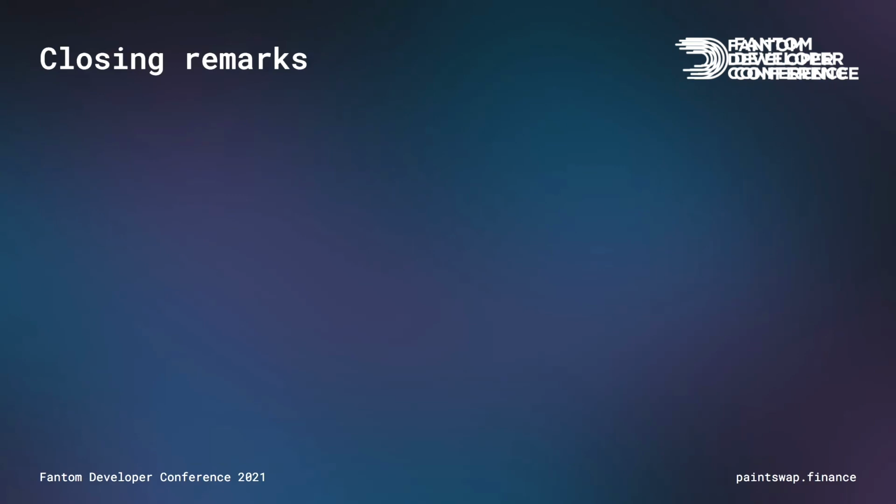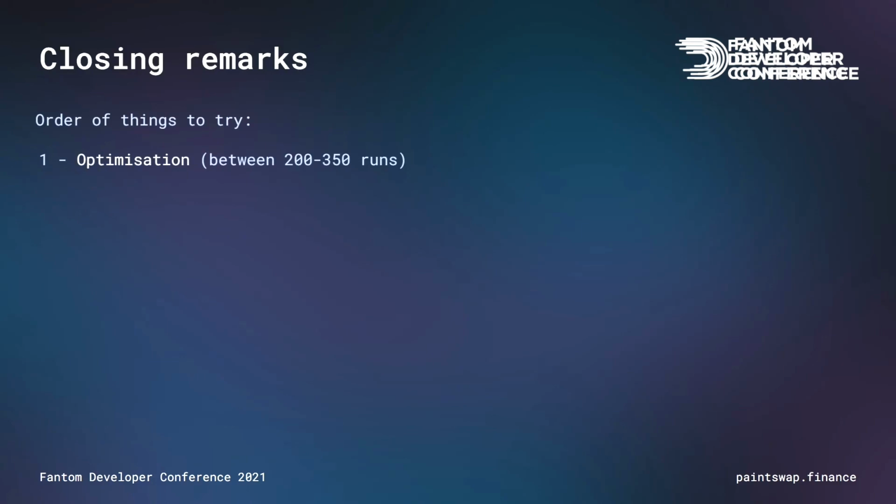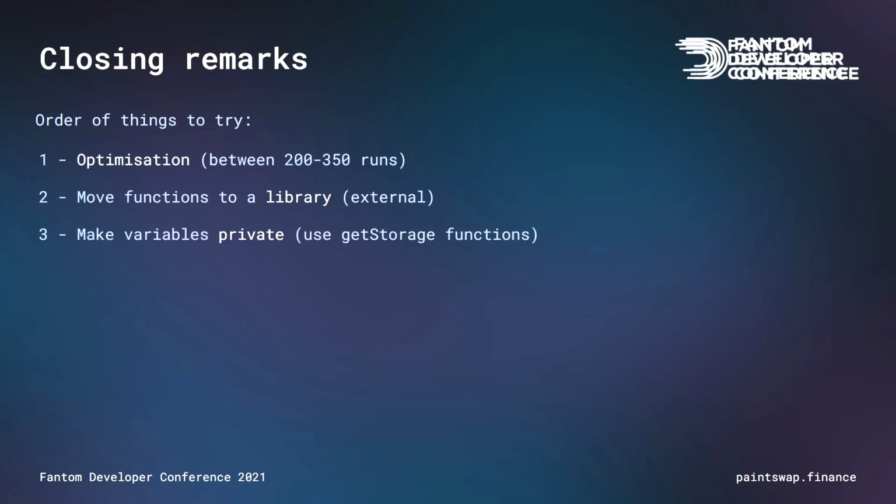So what are some of the things we've covered in this talk? Definitely use the optimizer, and also play around with the runs values. It might surprise you, especially at the lower end. Move functions into a library. Make variables private and create your own getters for them. Or, if you don't even need the getters, don't use them at all and use the get storage functions, like you can use in Web3 and ethers. And where appropriate, refactor out some code to another contract, but only if you're taking with it things like event emitting and extra functions, because otherwise the cost may not be beneficial.